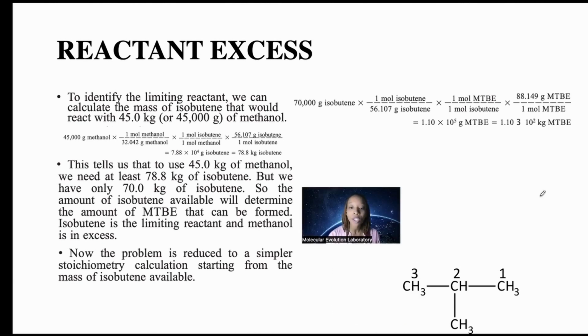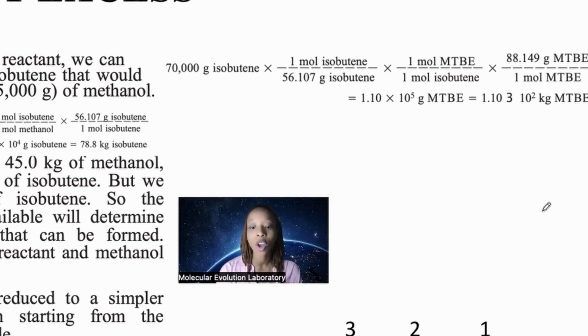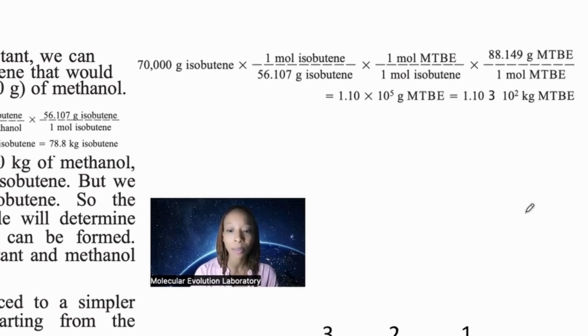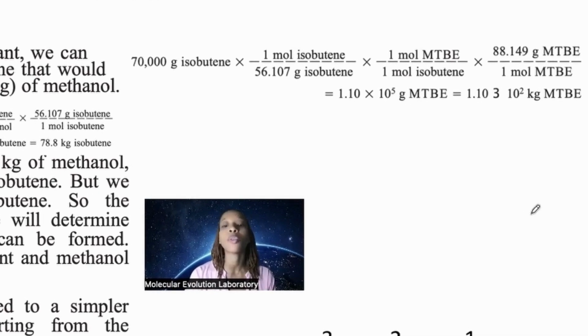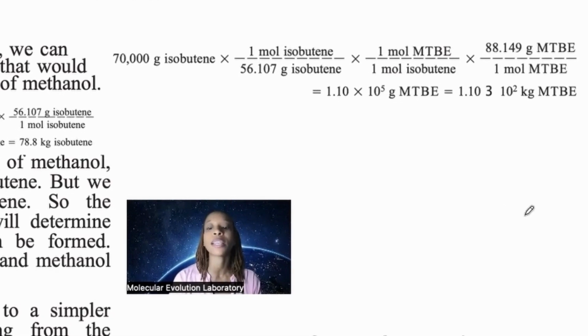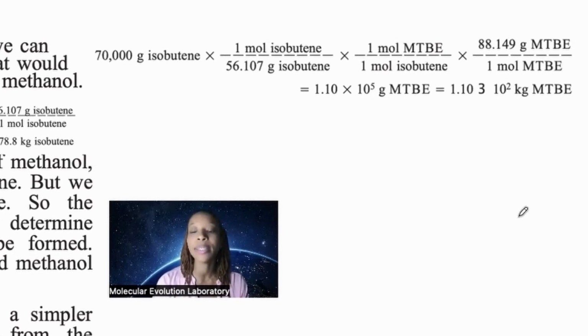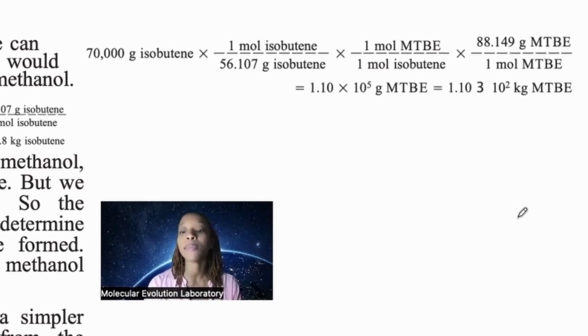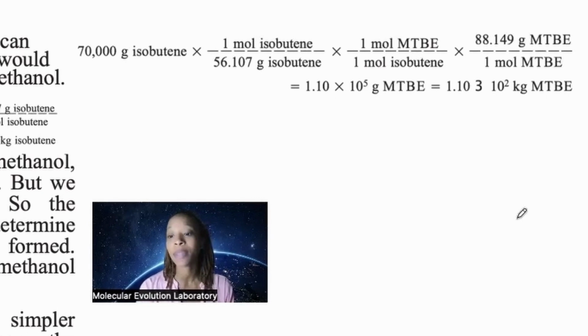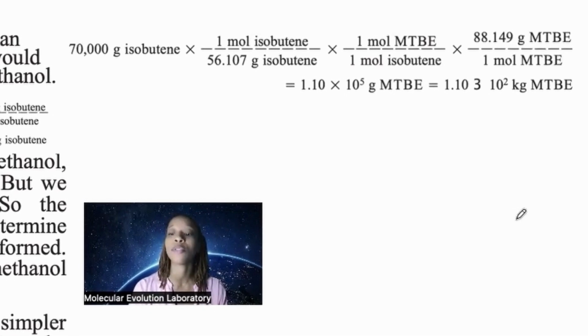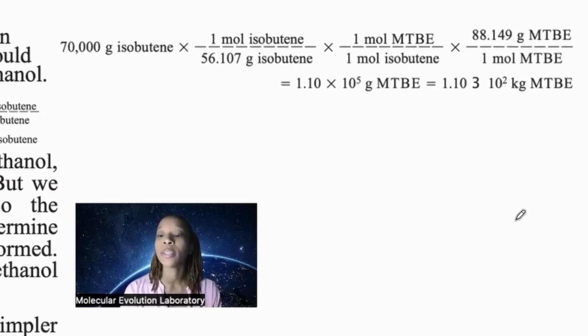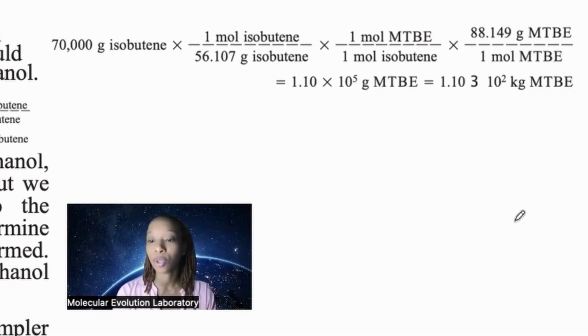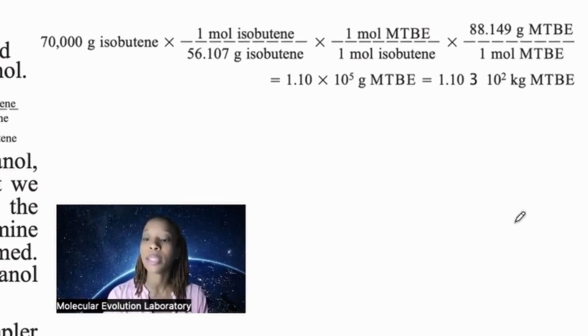So 70,000 grams of isobutane, or 70 kilograms of isobutane, times 1 mole of isobutane, which is 56.107 grams, times 1 mole of MTBE, which is 88.19 grams, basically gives us 1.103 times 10 to the 2 kilograms of MTBE.